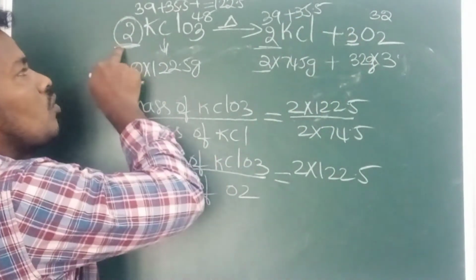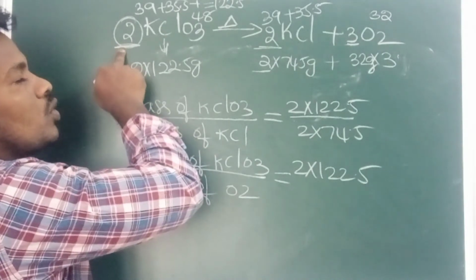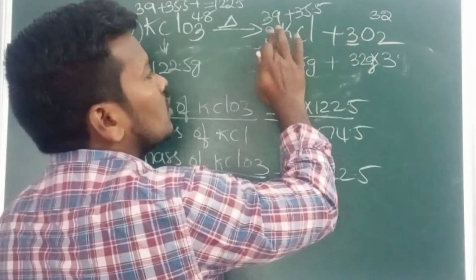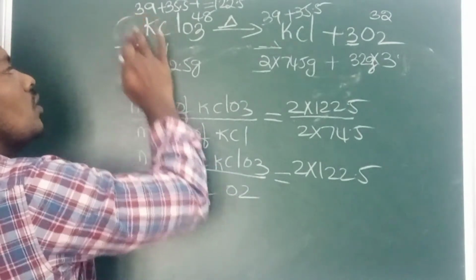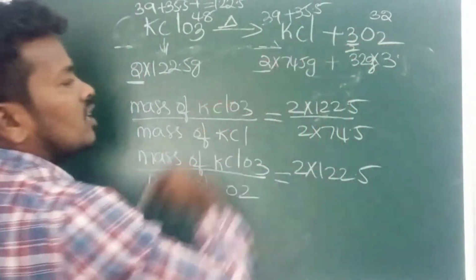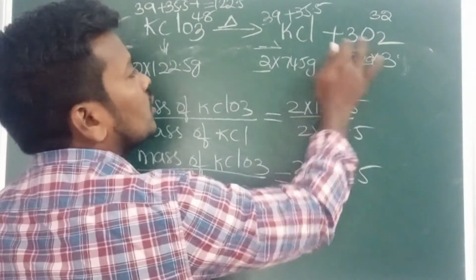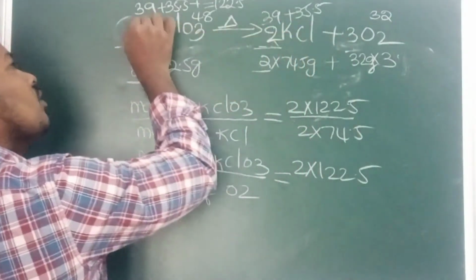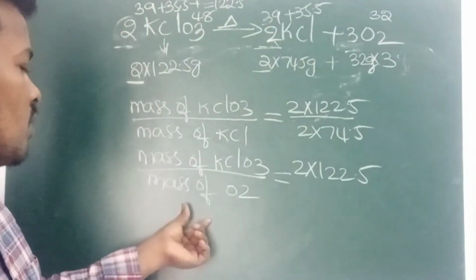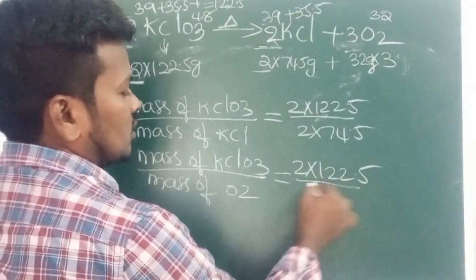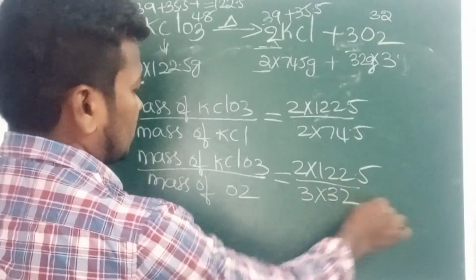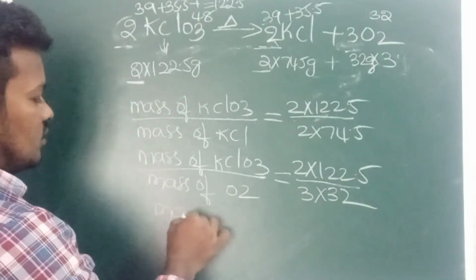It's not necessary to go with the stoichiometric coefficient 2. If you go with the 1 stoichiometric coefficient, that means like this 3 by 2. Here also it is equal. You will get the same result only. Okay. You can try, you will get the same result. So here mass of O2 how much? 3 into 32. So otherwise you can go like this also.